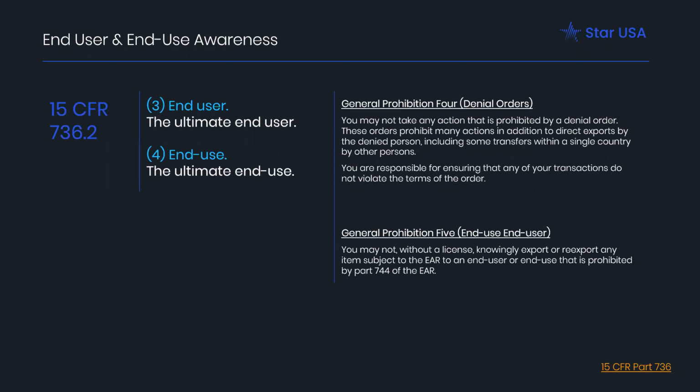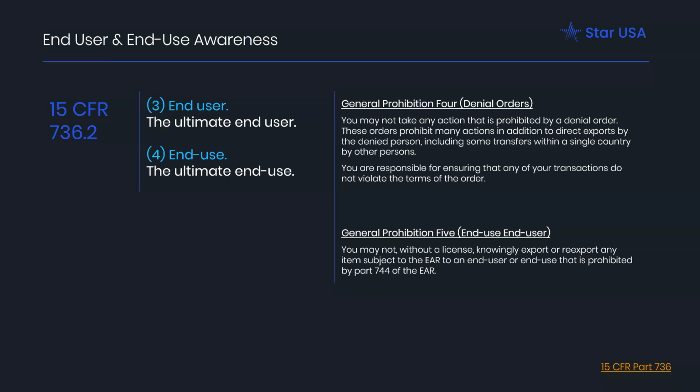736.2. In particular, we have General Prohibition 4. You may not take any action that is prohibited by a denial order. These orders prohibit many actions in addition to direct exports by the denied person. So we're talking about beyond just the actual act of exporting: many actions in addition to direct exports, indirect exports, deemed exports, release of controlled technologies. We'll talk about those in a second. Effectively, you are responsible for ensuring that any of your transactions do not violate the terms of the order.